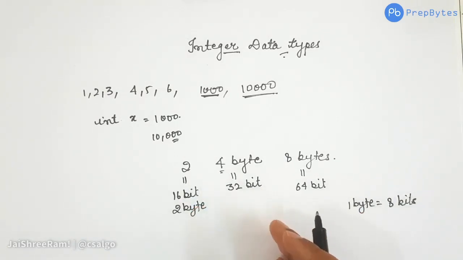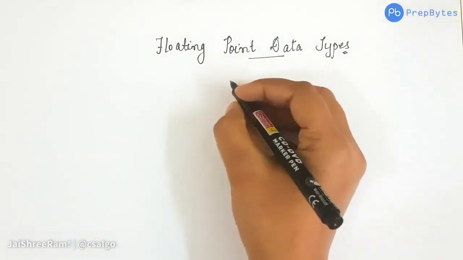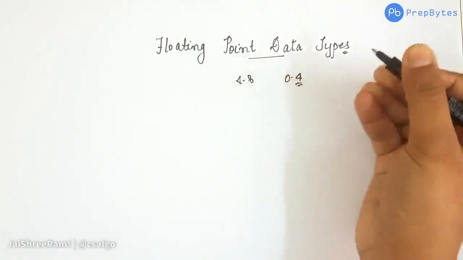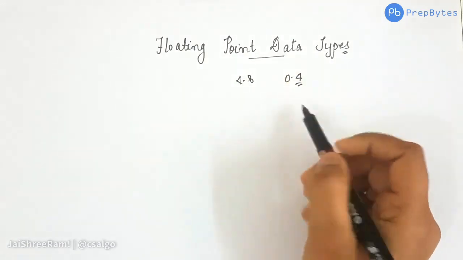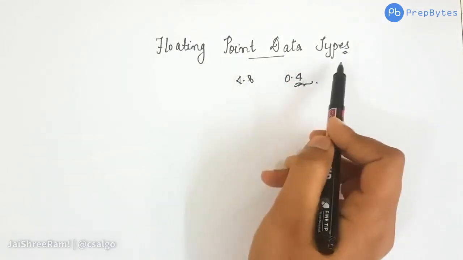In integer also we have various modifiers. We will talk about these modifiers very soon. Let's go on to talk about the floating point numbers. Next, we have floating point data types. Floating point data types generally contain real numbers. So the number could be something which has a decimal, like 4.8, 0.4. Any number which has a decimal point and digits after that comes under floating point data types.